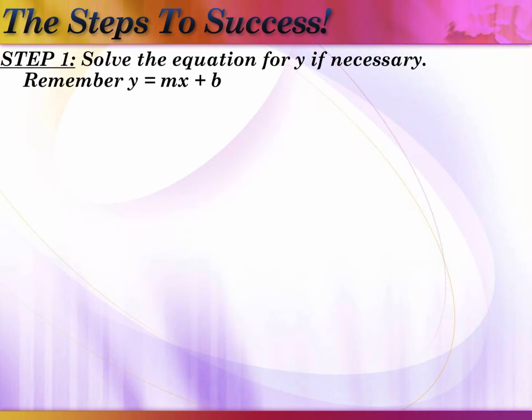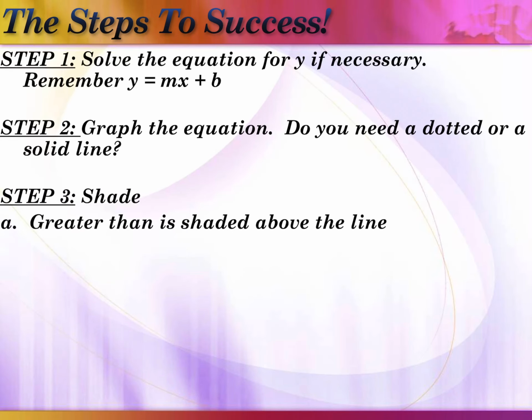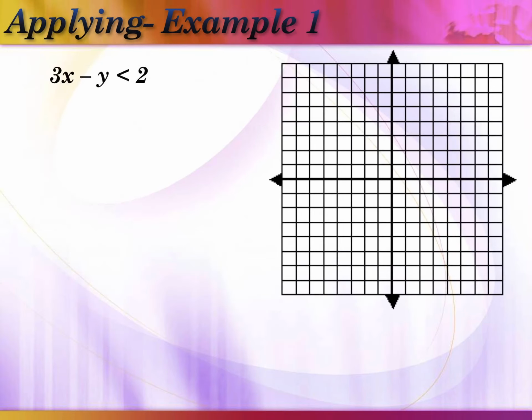When you graph, you need your equation in slope-intercept form, which means it possibly has to be solved for y. Then you're going to determine whether you need a solid or a dotted line to connect your points. Then we're going to shade. If your inequality is greater than, you're going to shade above the line, and if it's less than, you're going to shade below the line. I'm going to show you a little trick with arrows to help.